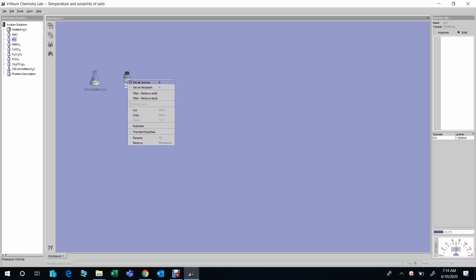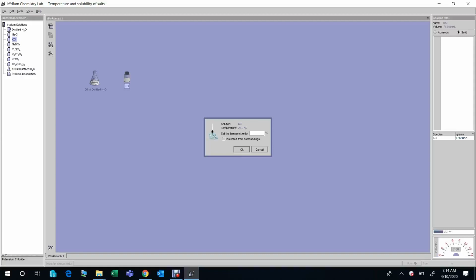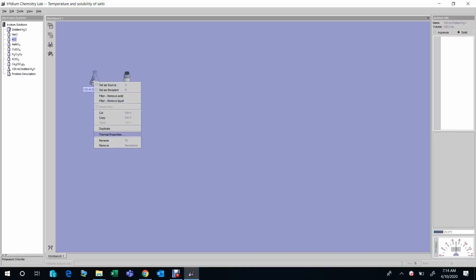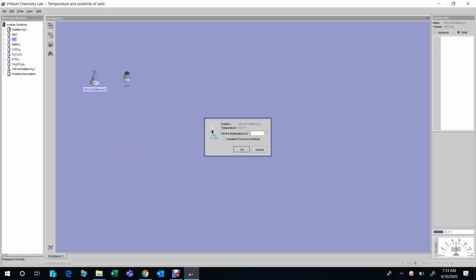Okay, before we do the experiment, we need to check the temperature, because we want to figure out the solubility of potassium chloride at 25 Celsius degrees. Then we set up the solid at 25 degrees. Same thing, we want to set up the temperature at 25 Celsius degrees.